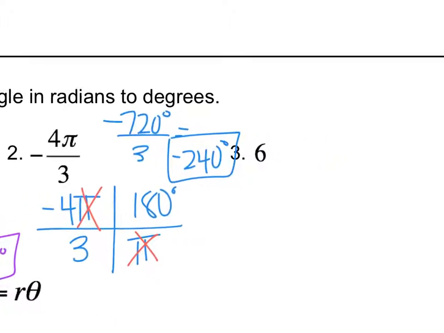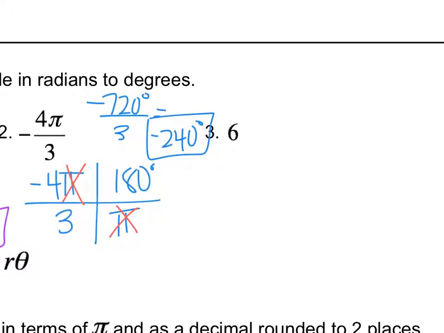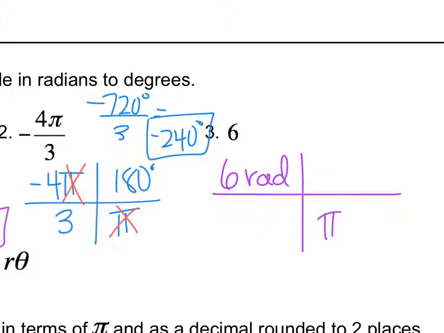The last one's a little bit weirder, mostly because it doesn't have a pi in it. So I would make sure to label this as 6 radians. And then you have to decide where the 180 is going to go and where the pi is going to go. So of those two, 180 is degrees. Pi is a radian measurement, so pi is going to need to go here. Pi is the radian measurement. 180 degrees would go on top.